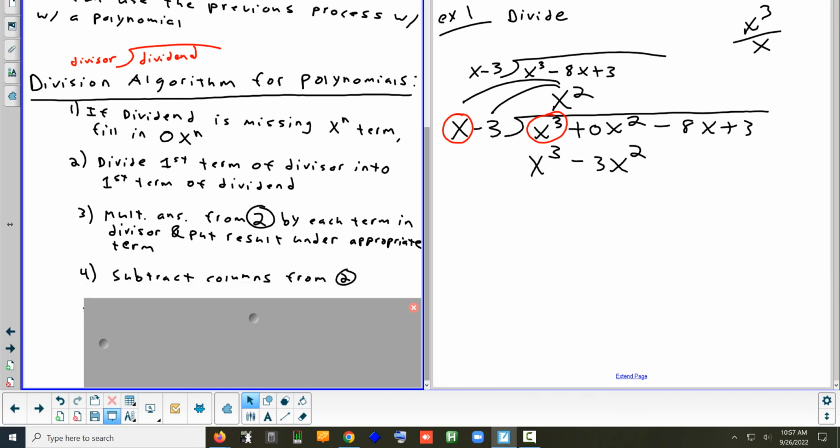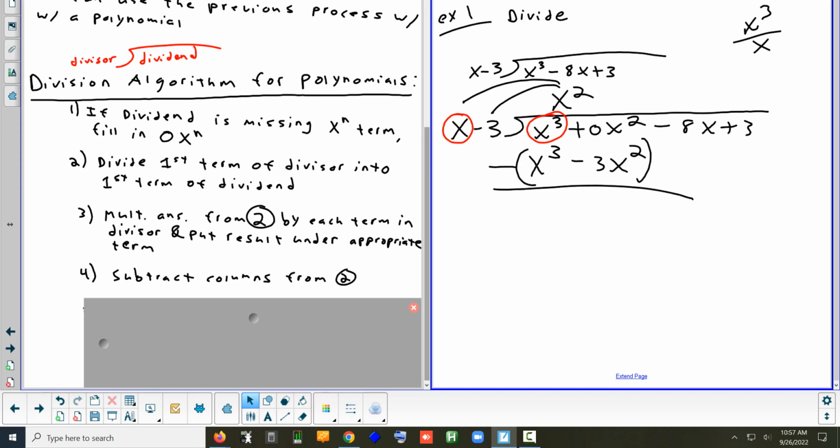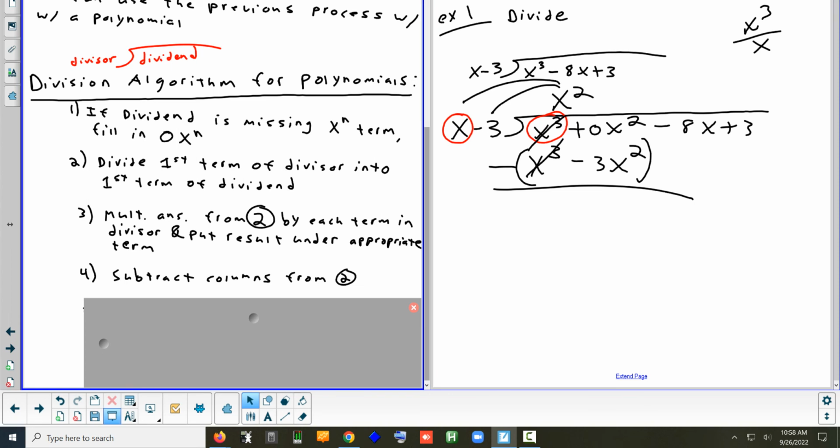Step 4 is subtract. Subtract the columns that you just made in step 3. And when I say subtract, I mean this. Both columns get subtracted. So we have x cubed minus x cubed. What's going to happen there? That's going to cancel out. If that doesn't cancel out, you did something wrong. What was step 4? Step 4 is subtract. So we divide, multiply, subtract, and then bring down is going to be step 5. But we'll get to that.